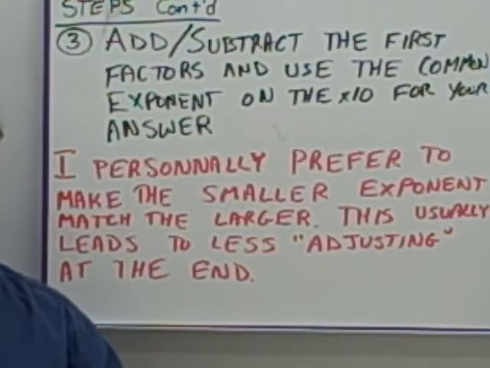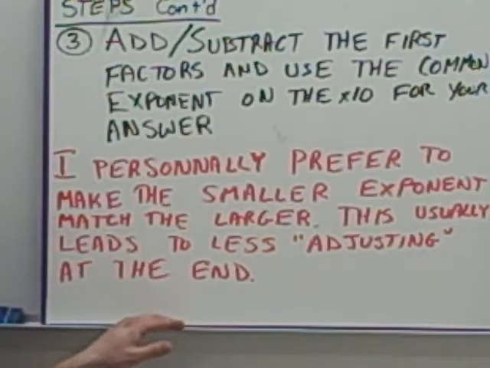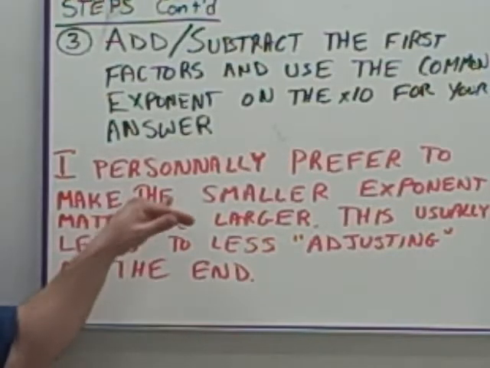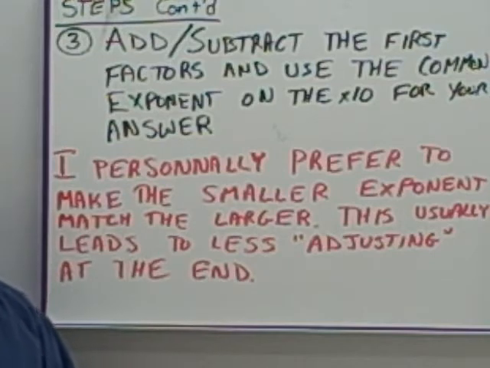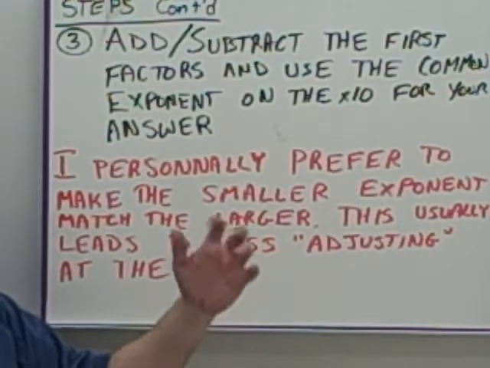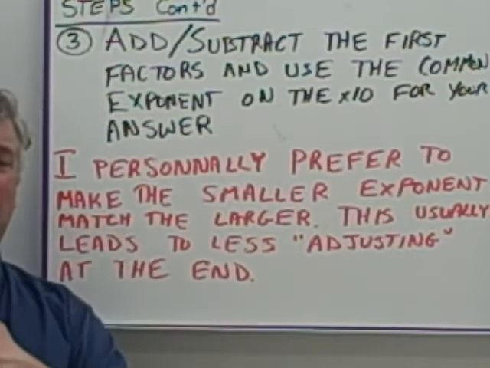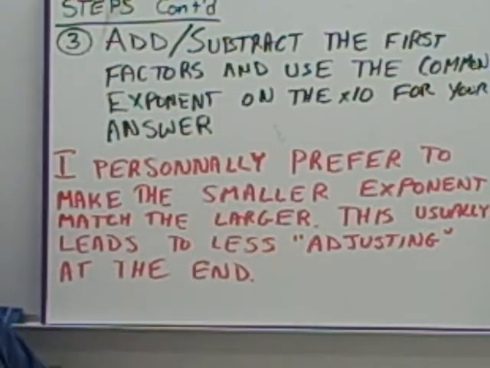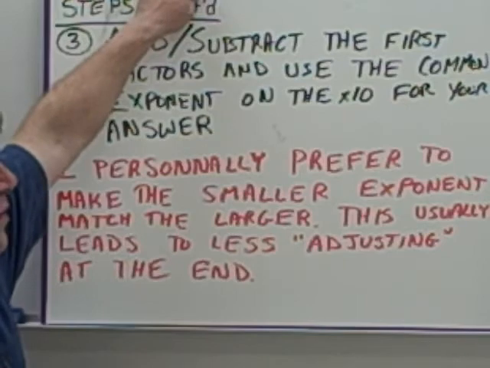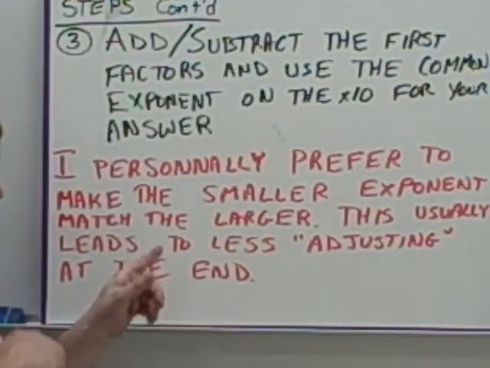Personally, to simplify things here, I like to work with the largest exponent on the tens. If you make the smaller exponent into the larger one, you're less likely to have adjusting at the end. So if it was up to me, I would say always use the smaller exponent, make it into the larger one, so that every one of these scientific numbers has the same larger exponent on the 10. Makes it much simpler in the end. In fact, that's the only way I'm going to show in the video.